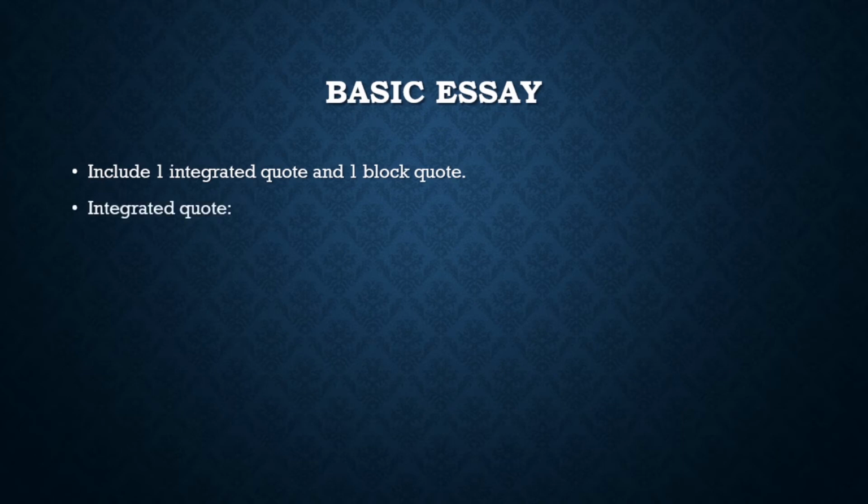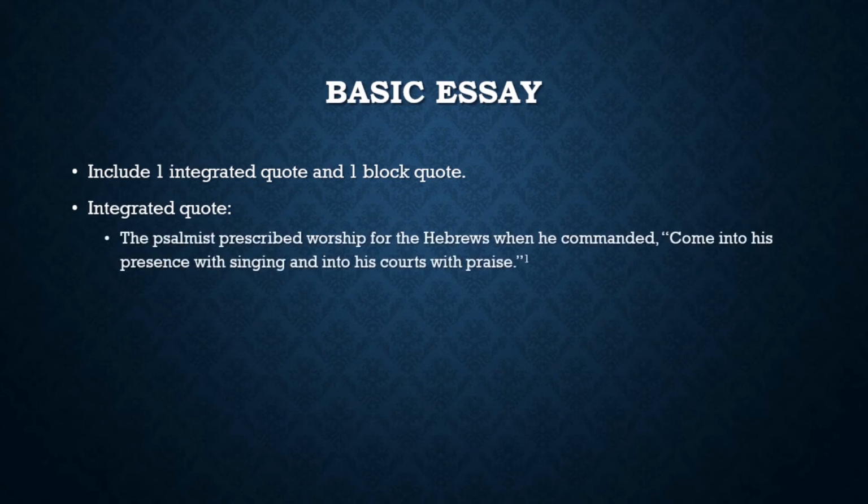What am I talking about here? Well, an integrated quote is a shorter citation, maybe just a phrase, maybe a full sentence, but I want it integrated within your paragraph. So here is an example of an integrated quote. The psalmist prescribed worship for the Hebrews when he commanded, comma, quotation mark, come into his presence with singing and into his courts with praise, period, quotation mark, and then footnote. You're going to want to make sure that you footnote clearly your sources using Turabian, using the style guide to help you with that. Make sure that you have a good footnote. That's a good integrated quote.